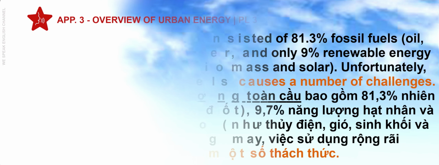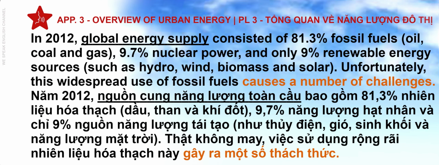Appendix 3. Overview of urban energy. In 2012, global energy supply consisted of 81.3% fossil fuels, oil, coal, and gas, 9.7% nuclear power, and only 9% renewable energy sources, such as hydro, wind, biomass, and solar. Unfortunately, this widespread use of fossil fuels causes a number of challenges.